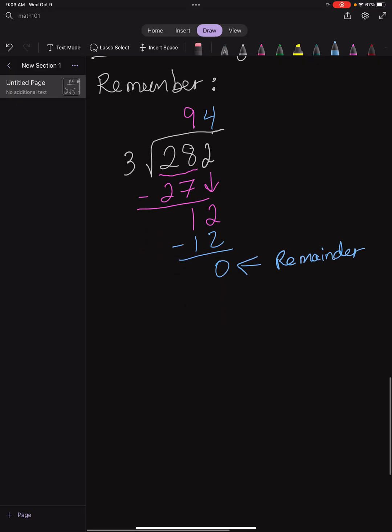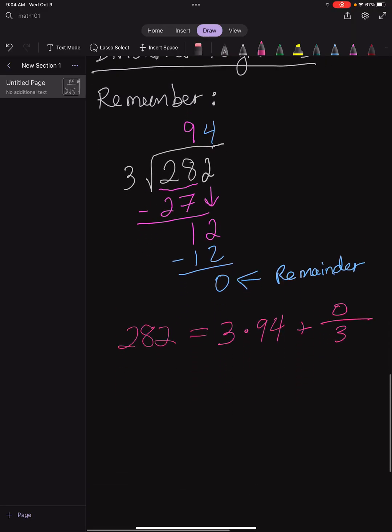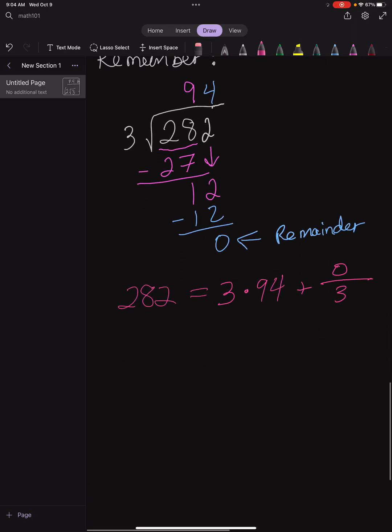All right. So I could say that 282, the number I was trying to divide, equals 3, the number I was dividing by, times my answer, 94, plus my remainder over the number I was dividing. Now, normally we wouldn't write 0 over 3 because 0 over 3 is just 0. But what if we had a fractional part left over? We could keep dividing to get decimals, but what if I don't want to do that?